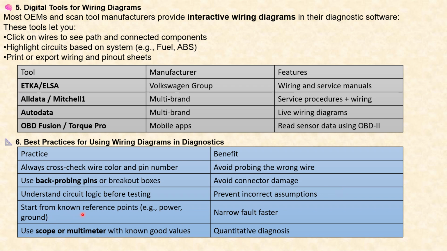Next is start from known reference points. This is an extremely common practice used by technicians. You always start from a known reference point, for example, either power or ground, so that way you can zero in on the fault very easily. Next important practice is to use a scope or multimeter with known good values, and the important benefit is quantitative diagnostics. This is how you diagnose in a quantitative manner.